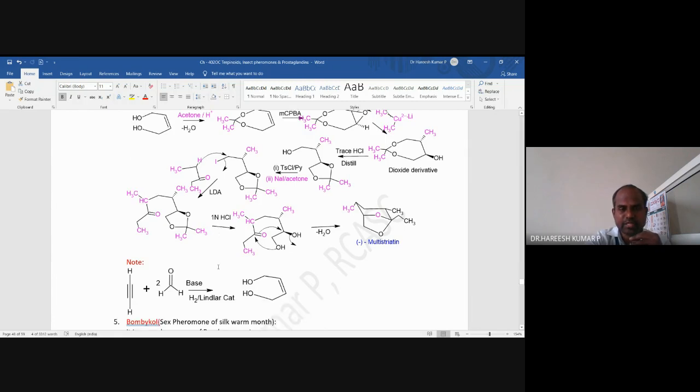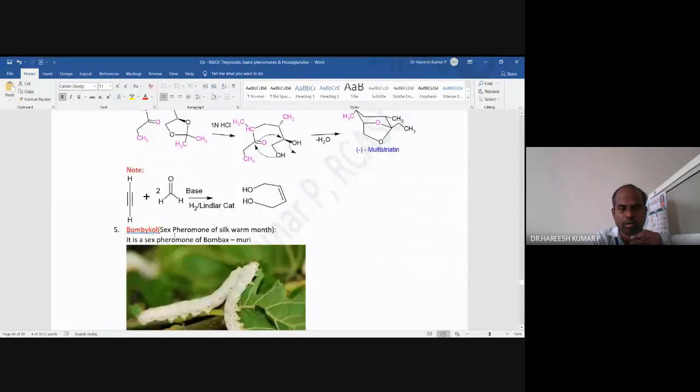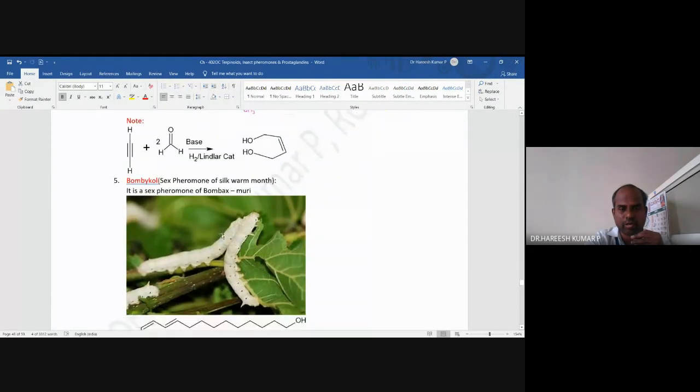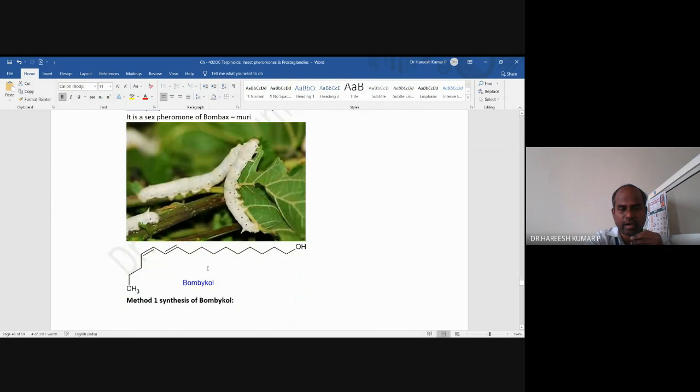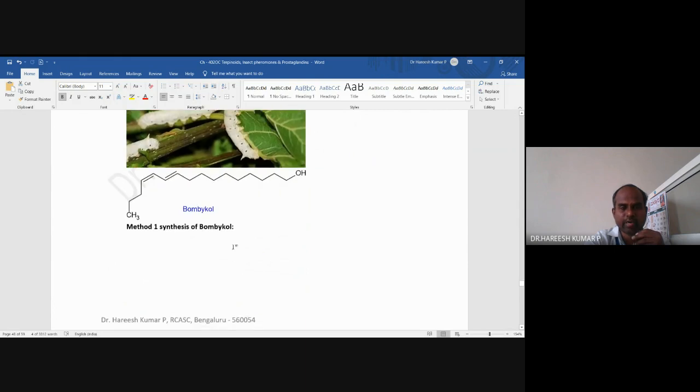And with this, I will take up one more, called Bombykol. Bombykol is a pheromone of the silkworm moth. I think you are aware of the silkworm moth, and more particularly the species Bombyx mori. From this it is isolated a compound called Bombykol. Bombykol will have this particular structure. More particularly, it will have two double bonds. This is one double bond, this is one double bond, and there is a hydroxy group. So I will look into the first method of synthesis of Bombykol.